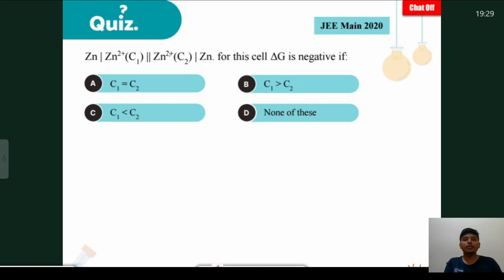Simple thing. We know what will happen. This is reactant, this is product, this is reactant, this is product. So we know it is product by reactant. So C2 by C1 will come. So obviously C1 should be more than C2. Yes or no? Yes, sir, C. Tell. C1 by C2 will come. Oh, sorry, product by reactant. So C1 by C2.